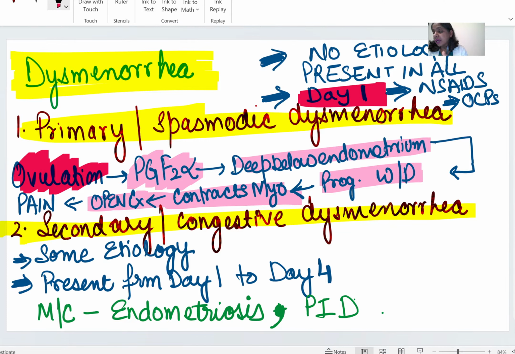What are the drugs of choice? NSAIDs. Even if it is not treated with NSAIDs, then you will give OCPs, because oral contraceptive pills stop ovulation. Next is secondary or congestive dysmenorrhea. If there is some etiology, this is a very frequently asked question. What is the most common etiology of dysmenorrhea? Can anybody write down in the chat box?